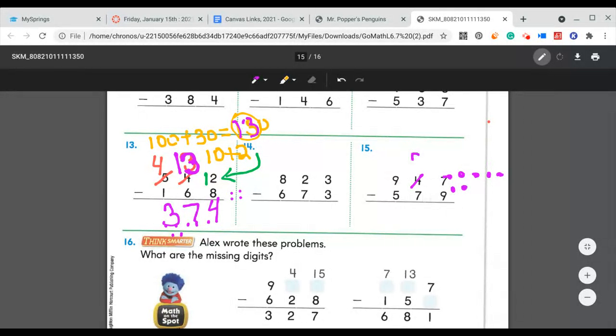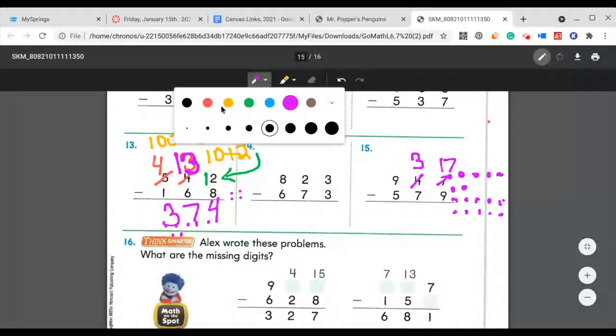This 4 becomes a 3, and we add 10 more, right? 1, 2, 3, 4, 5, 6, 7, 8, 9, 10. Now we have 17 over here in our ones column. Now we can actually take away 9 from 17.